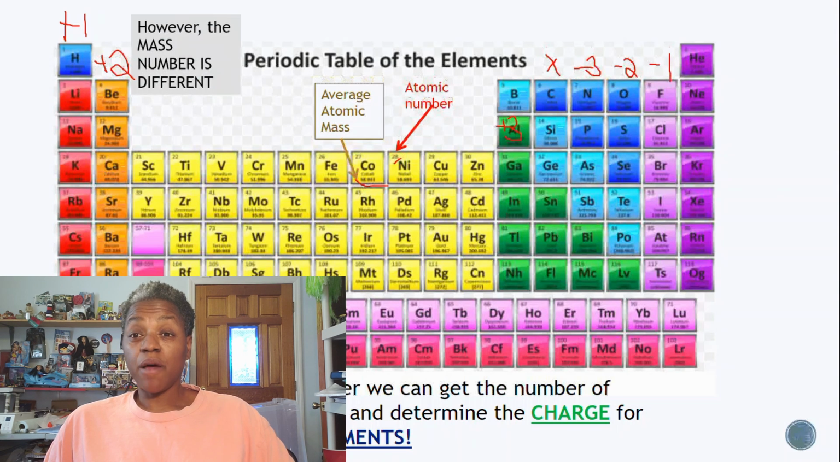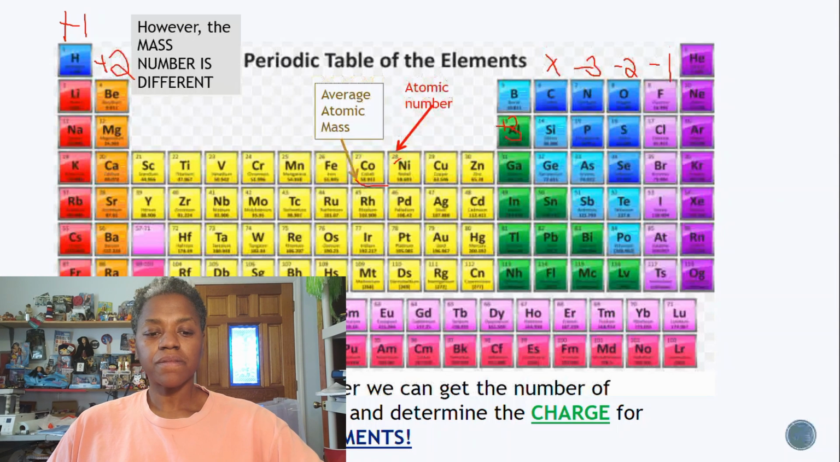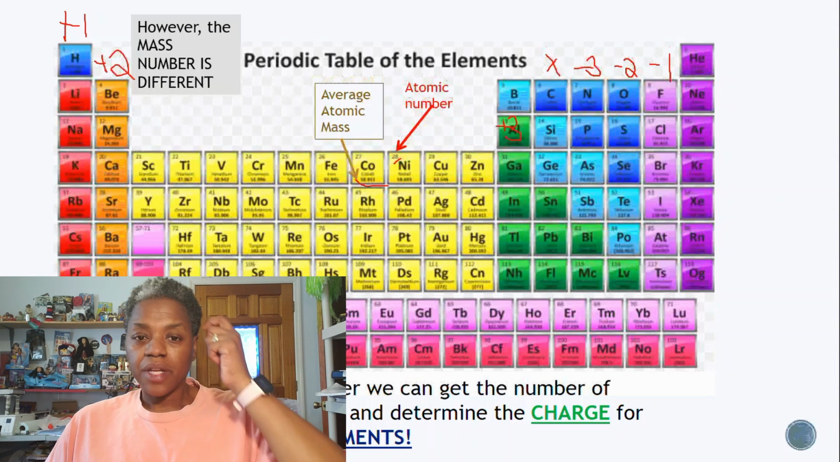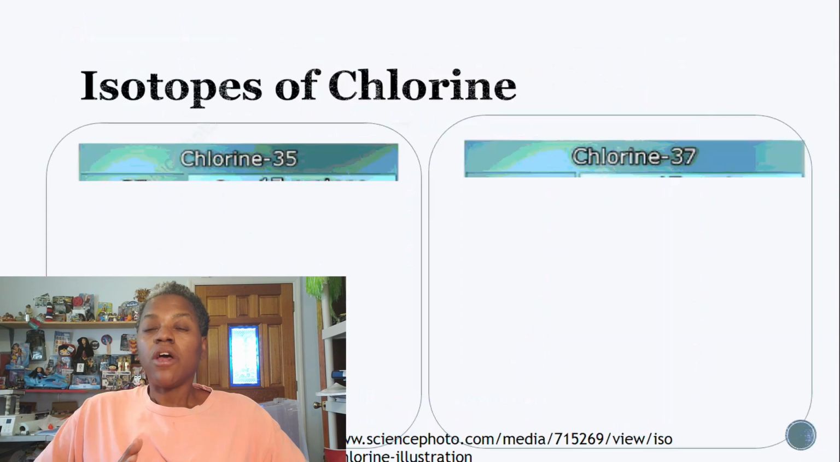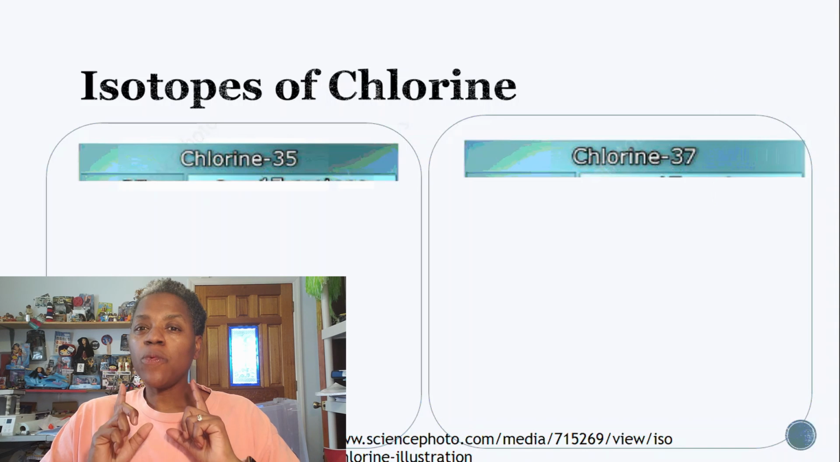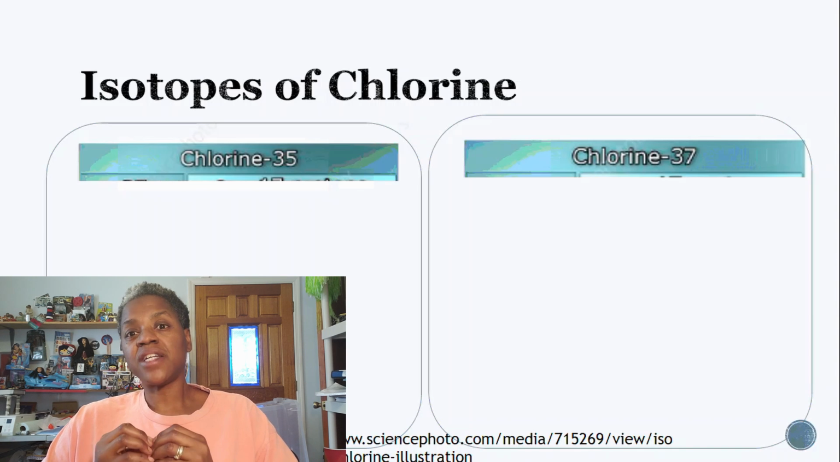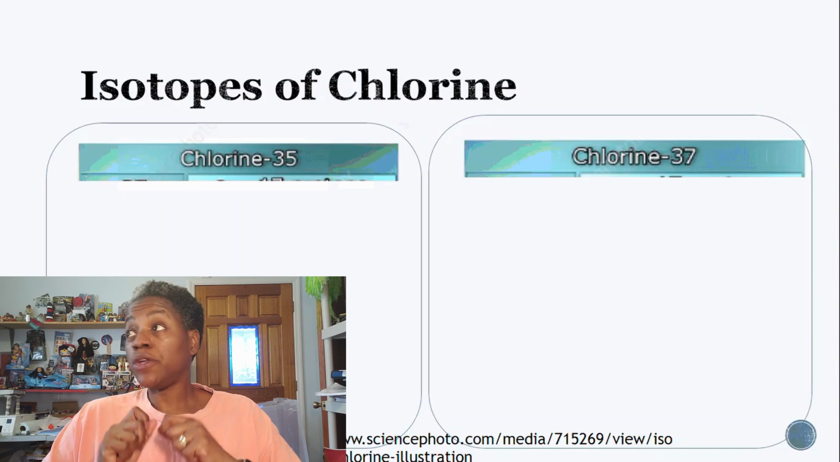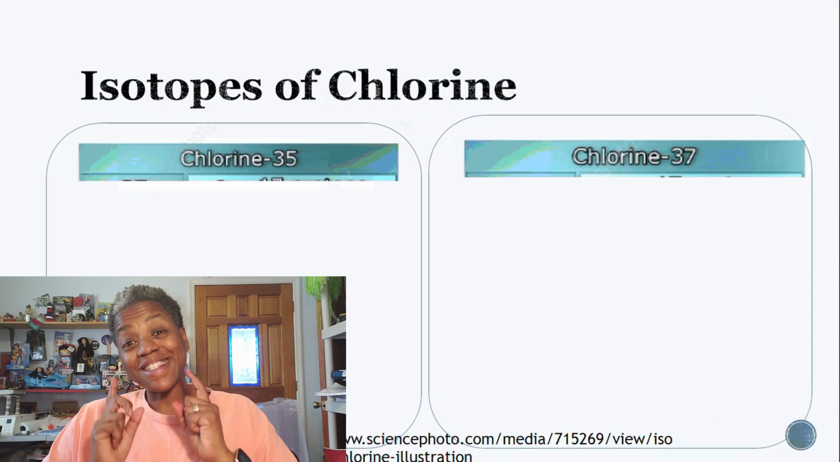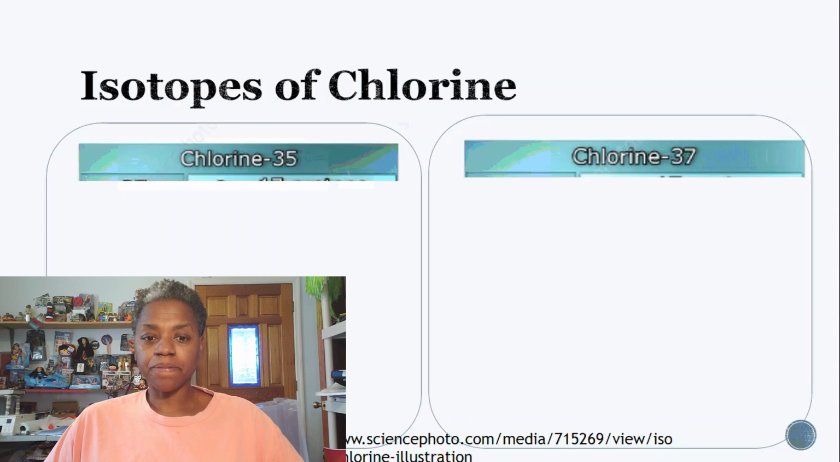However, the mass number is different. And here's how. So here are two isotopes of chlorine. It's the same chlorine that's in our water that you put in your pool. And there are two main isotopes. Now remember, isotopes are atoms of the same element. When we say same element, we mean they have the same number of protons. So if you're looking at your periodic table and you look up chlorine, you'll see that chlorine is atomic number 17. That means that every atom of chlorine has 17 protons.